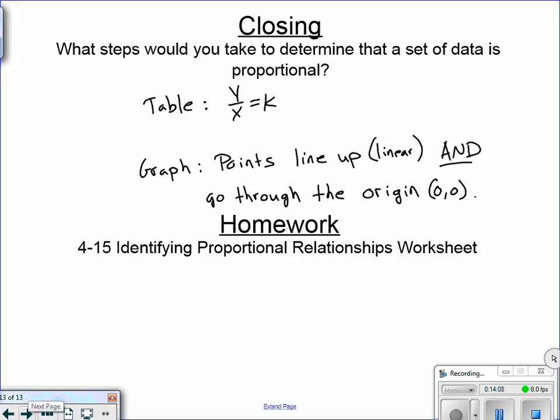Okay, and the last thing here to close this out, what steps would you take to determine that a set of data is proportional? Well, on a table, if y over x equals k for each one, that's going to be a proportional ratio table there. And on a graph, again, the points must line up, which means that's called linear when they line up, and they must go through the origin 0, 0.